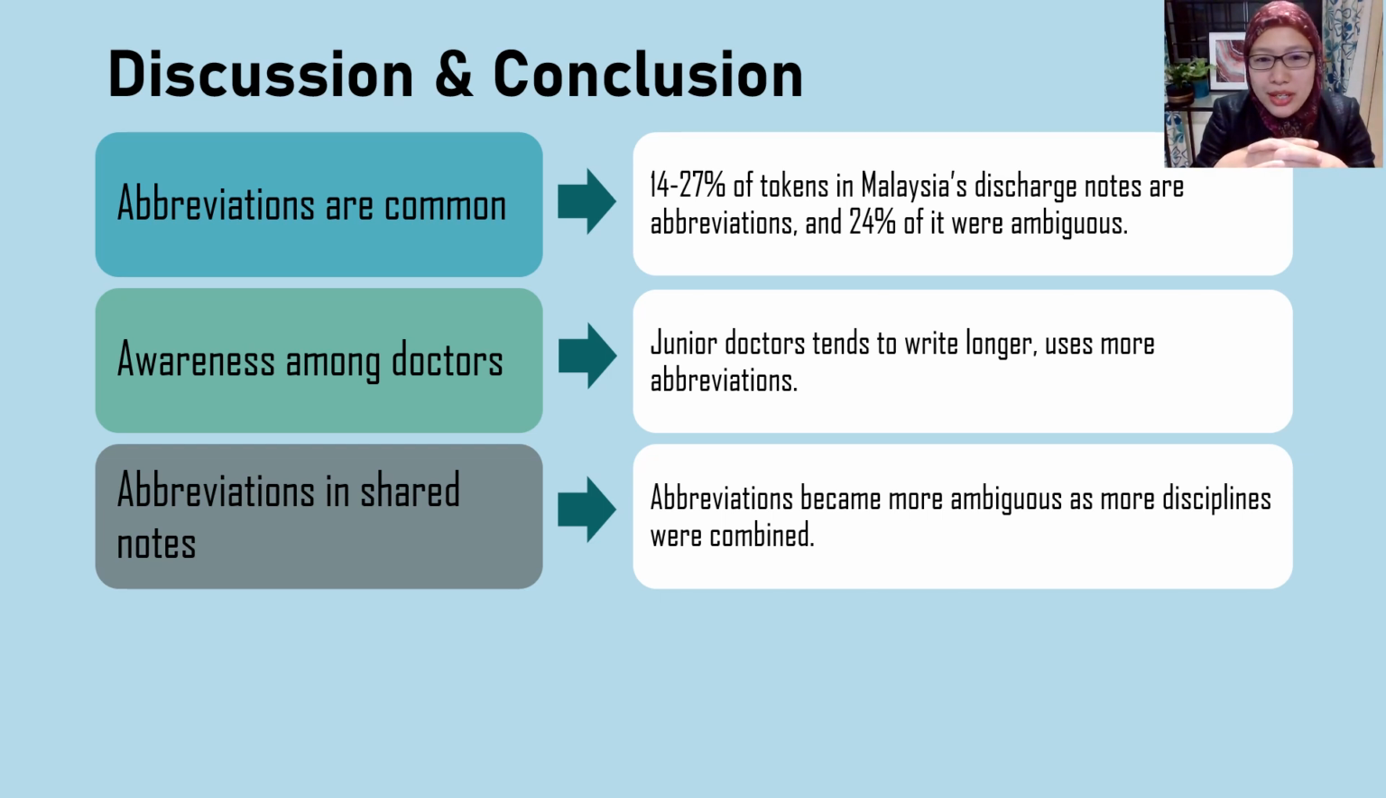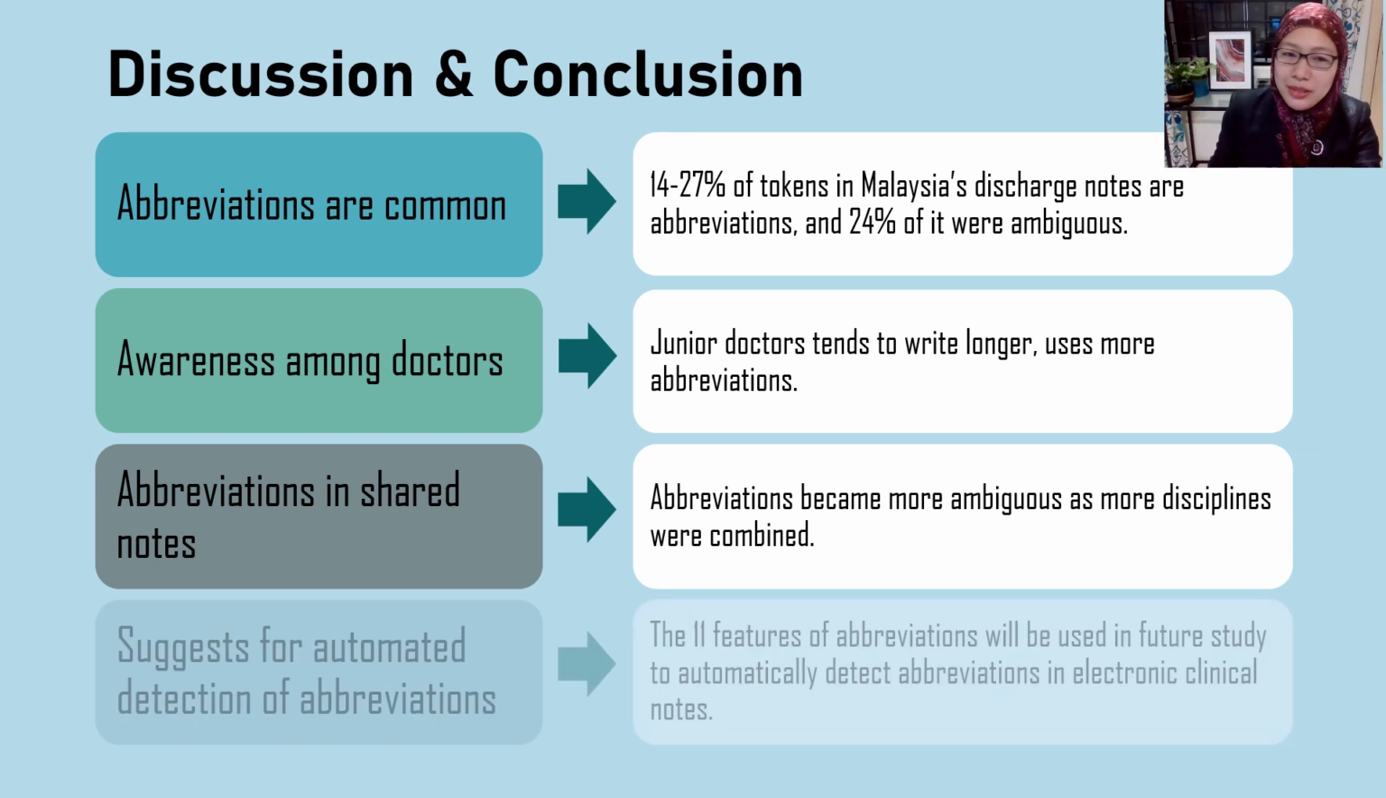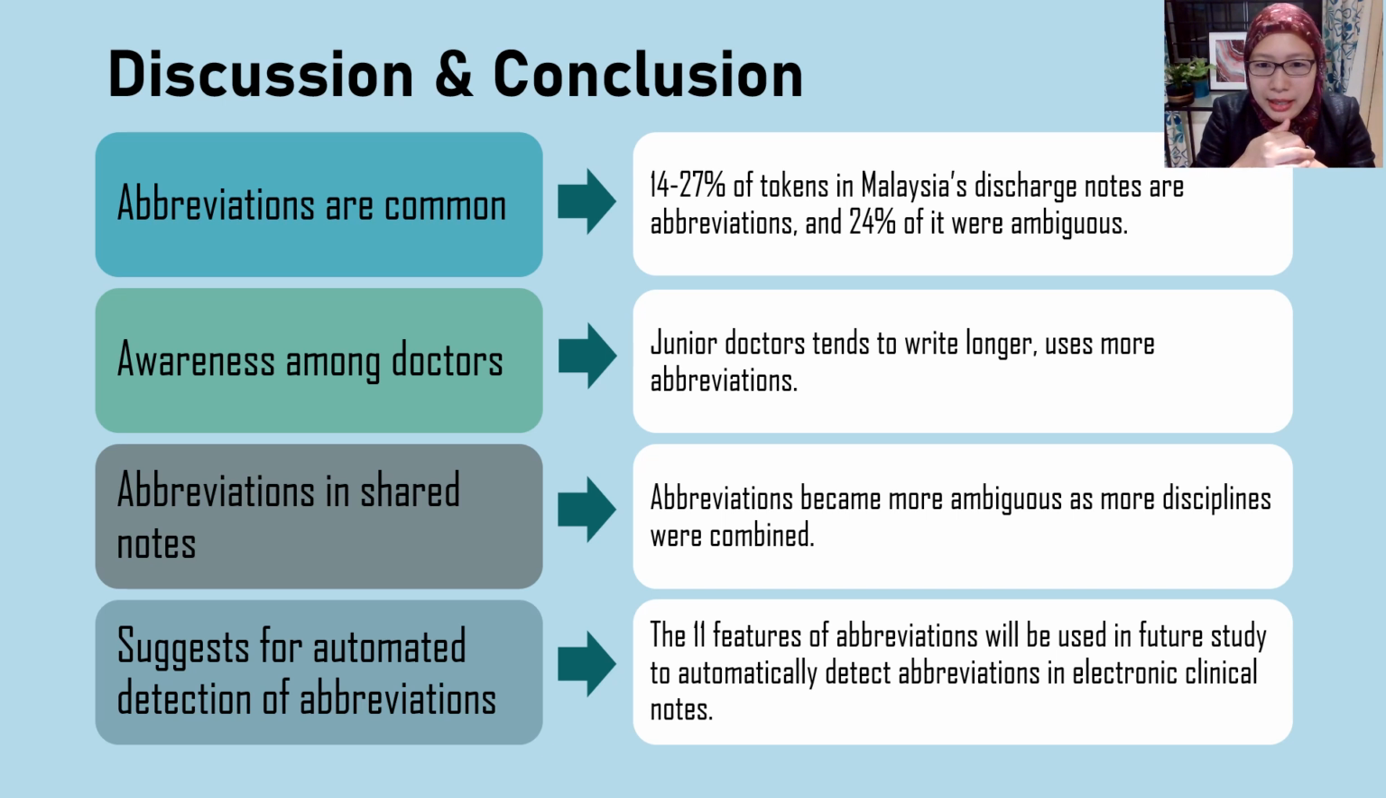And again, we know that abbreviations become more ambiguous as more disciplines are combined. So it is possible to make a regulation at the hospital level, institution level, or even state level, that when using shared clinical notes, abbreviations should not be used. Lastly, the 11 features of abbreviations that we have elicited hopefully will be helpful in further research to detect abbreviations and expand them automatically.